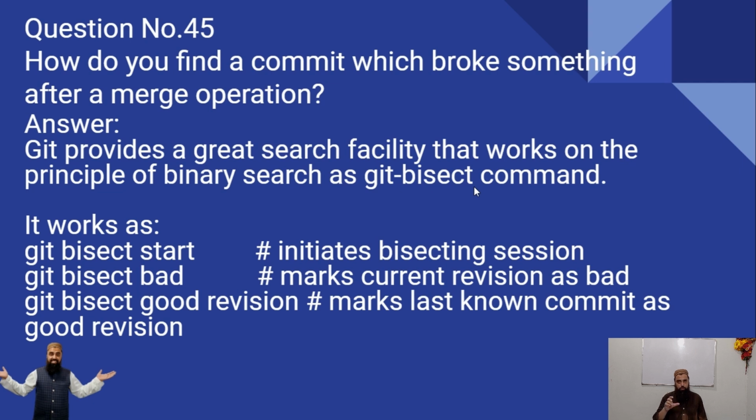Okay, actually I wanted to share with you guys about the importance of this command, Git bisect, and it works as git bisect start, which initiates the bisecting session, and then we can use git bisect bad to mark the current revision, the current commit, as bad, and then we can use this command git bisect good revision, and it marks the last known commit as the good revision. And so that's how we can fix anything that is broken in our merge operation.